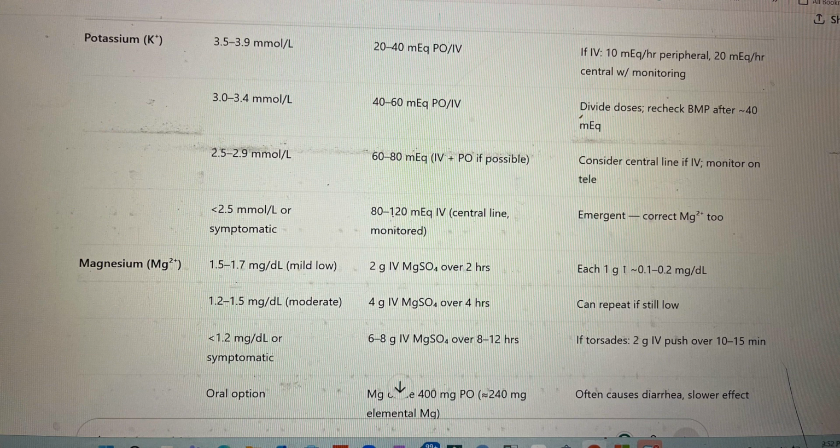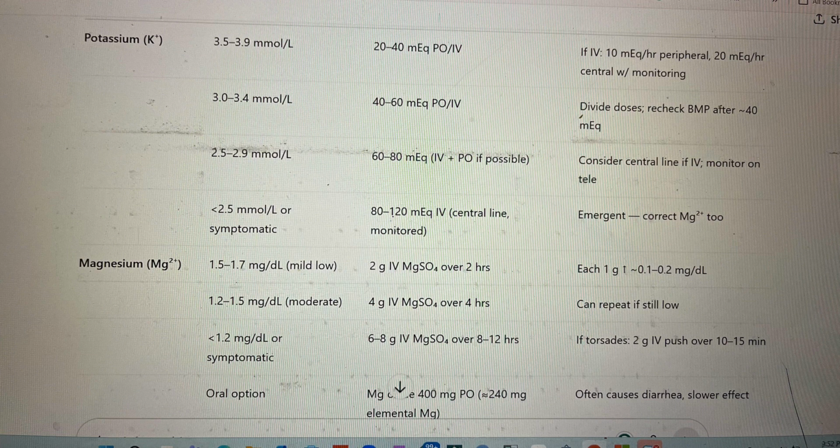So let's suppose someone's magnesium is 1.8 and you are giving 1 gram of magnesium sulfate, so it will increase by 0.1 to 0.2. It will raise from 1.8 to 1.9, or maybe 1.8 to 2, because every 1 gram of magnesium sulfate increases magnesium by 0.1 or 0.2. So how much magnesium you give depends on the level of magnesium.